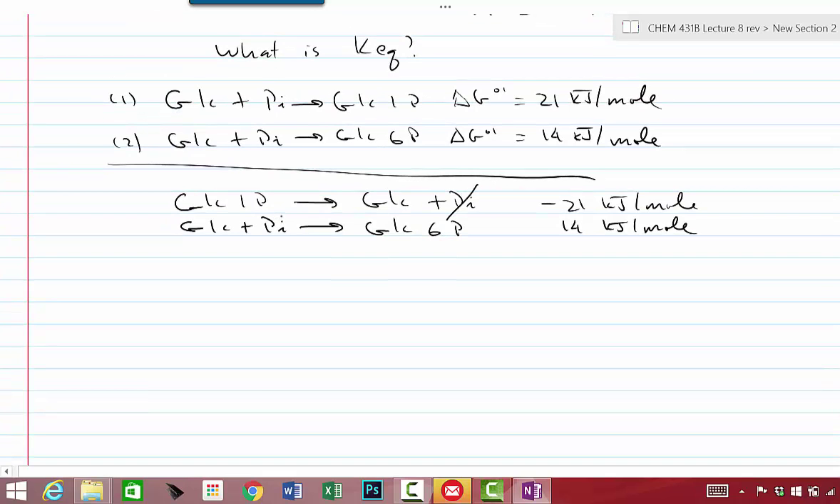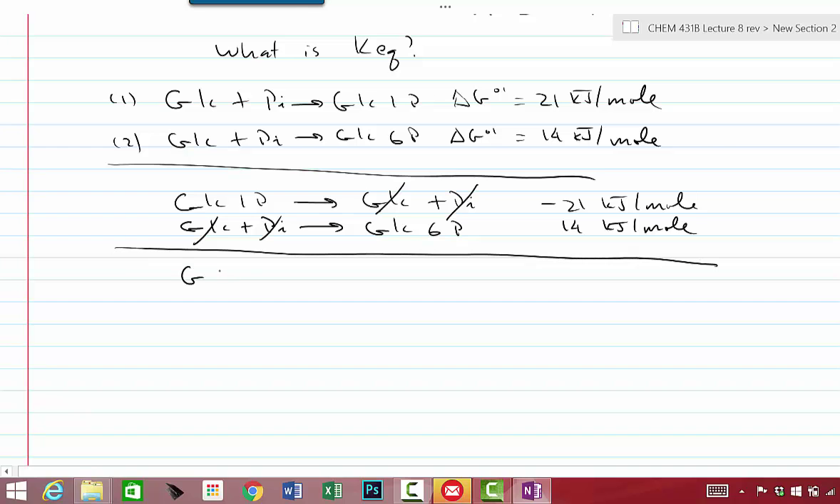And we just cross out those molecules that are on both sides of the equation. I cross out the inorganic phosphate, and I cross out the glucose. So my sum here is glucose 1-phosphate going to glucose 6-phosphate. I just add these two values, minus 21 plus 14, which is minus 7 kilojoules per mole.